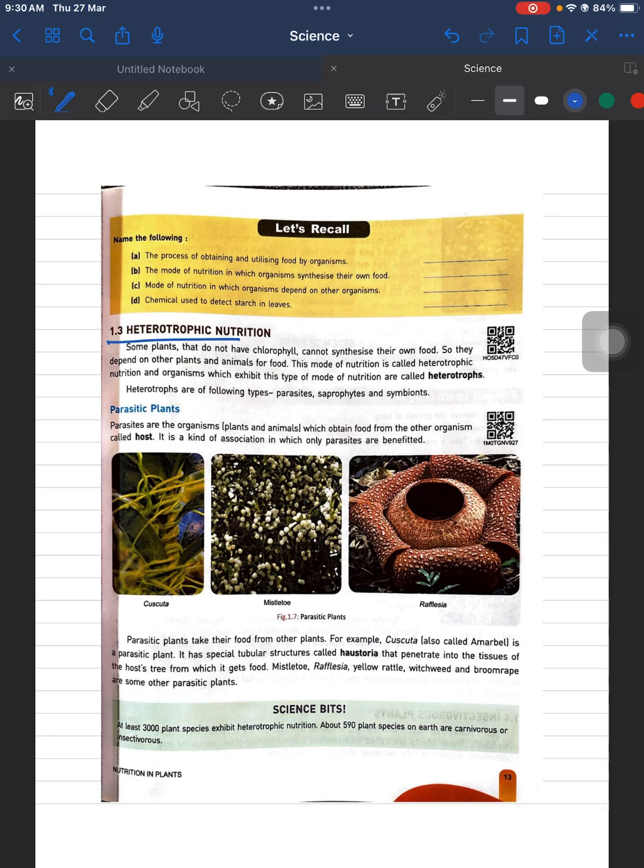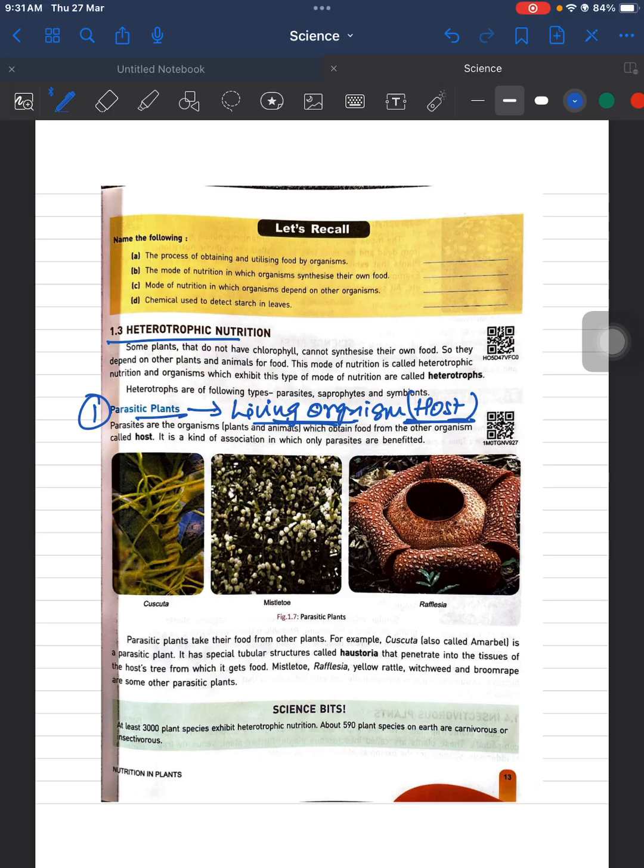There are four types of such plants. First is parasitic plants. Any kind of parasitism means one organism takes the food from another living organism. That other living organism is called the host, and the parasitic plant takes the nutrition from it.